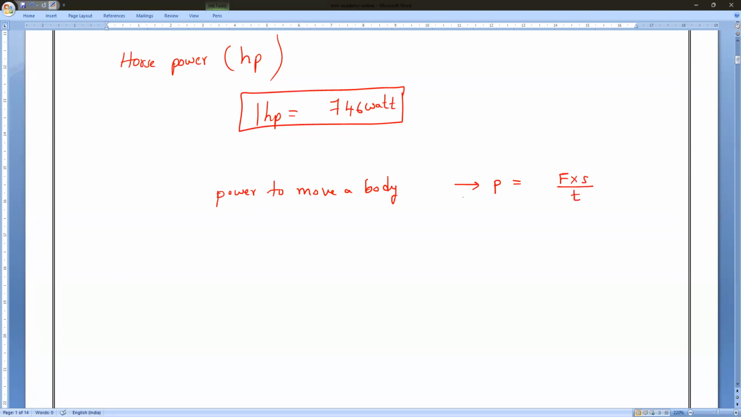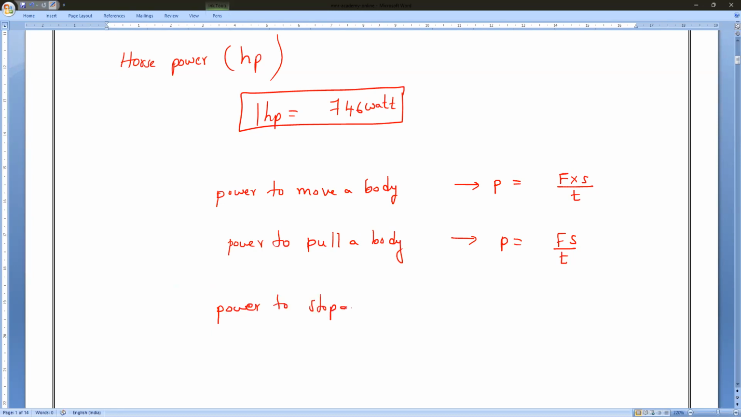If you want to move a body, what is the power formula? Power is equal to force times displacement of a body. If you want the power to pull a body, power P is equal to F into S by T. Is it okay, guys? All of you? Next, power to stop a body.